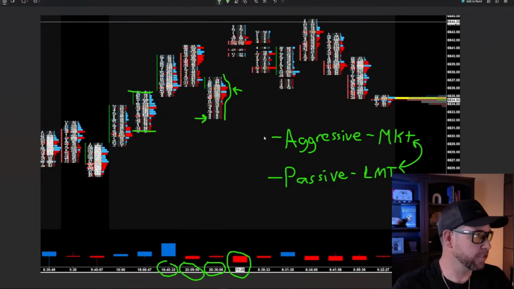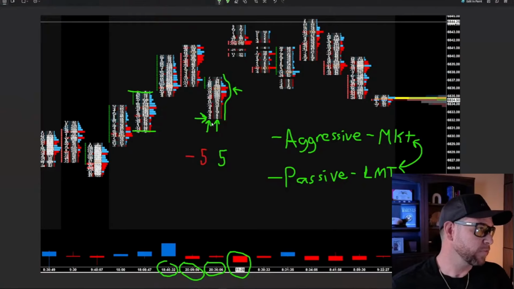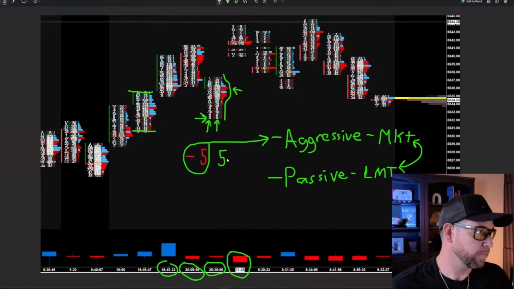So in a micro example here, just looking at this bar, right? At the bottom here, we can see there were 5 total transactions. The total volume here was 5 at this tick price, and there were 5 aggressive sellers, right? So what does that tell us? If the total volume was 5 and there were 5 aggressive sellers, then that had to be matched with 5 passive buyers, right?